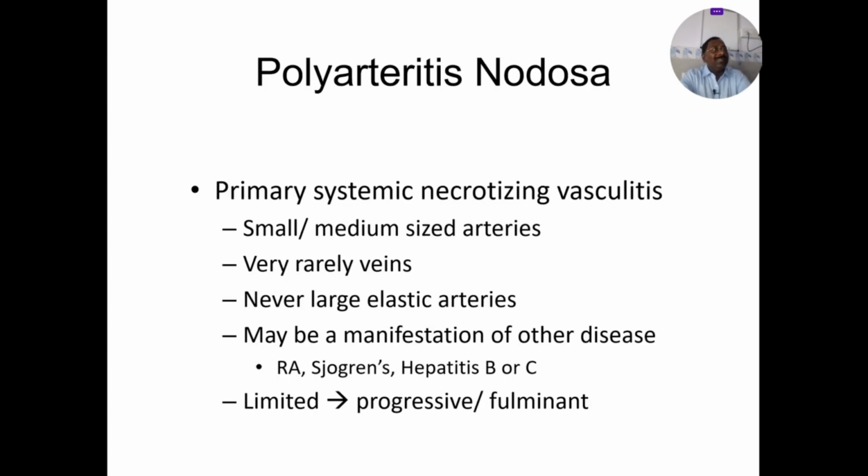Now move on to the polyarteritis nodosa. It's a primary systemic necrotizing vasculitis. Here the medium-sized arteries, very rarely the veins, never large elastic arteries. Mostly the large arteries we think of Takayasu or the giant cell arteritis or temporal arteritis. It may be a manifestation of other diseases like rheumatoid arthritis, Sjogren's, Hep B or Hep C. Limited, a progressive and the fulminant. Okay.